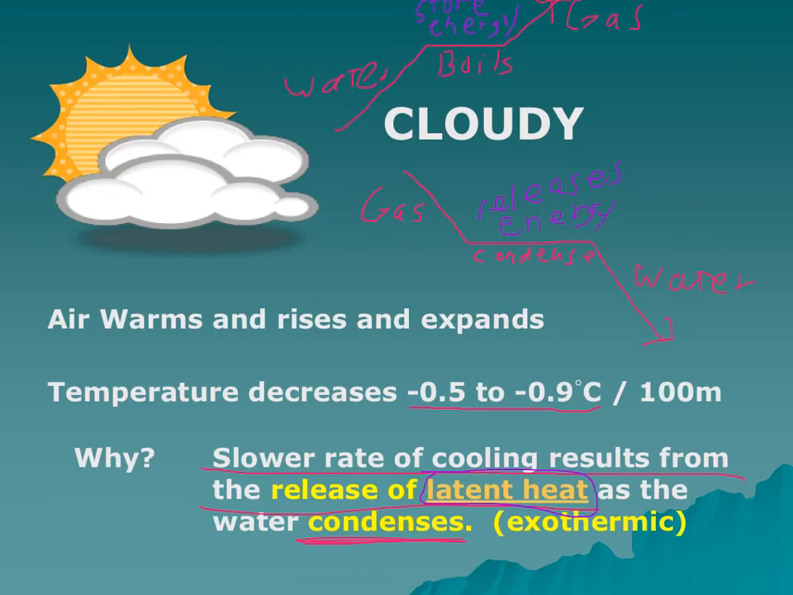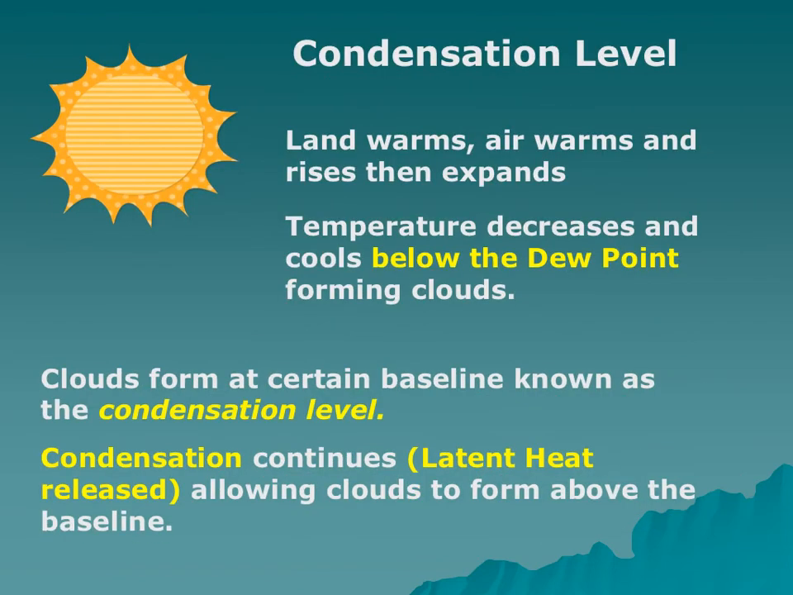And so a little bit of heat is released as the gas condenses to liquid, forming the clouds, and that heats the air up a little bit more, so it keeps the temperature from decreasing as fast. The condensation level is how high up in the air the clouds form. And this is all based on the dew point.